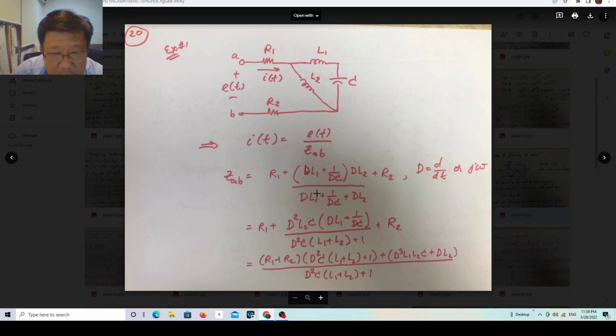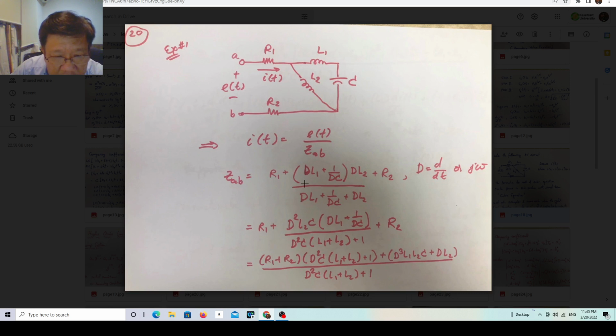The first part is this one, DL1 plus 1 over DC, and then the second one is DL2. So this is the middle term, or the second term of this summation. It belongs to the total impedance here, connected in parallel. And then we just rearrange the terms. You can multiply by D times C in both parts of the fraction.